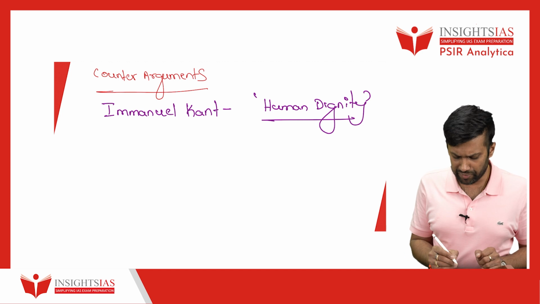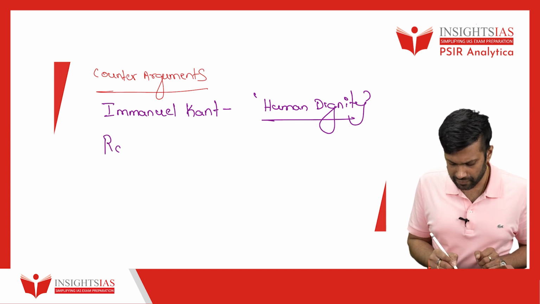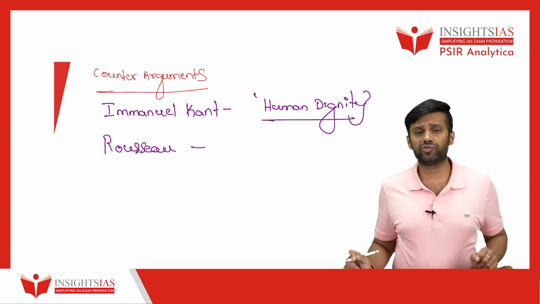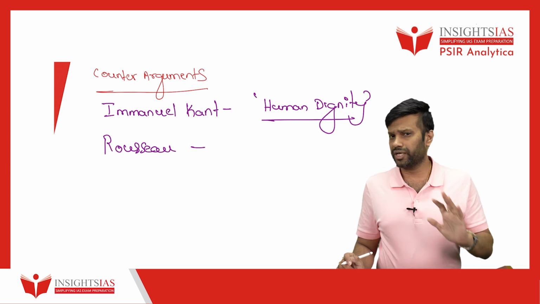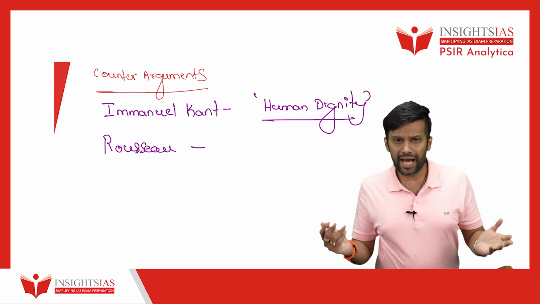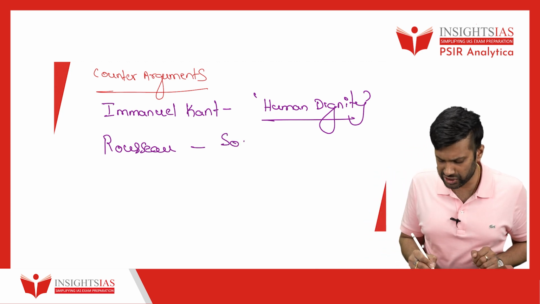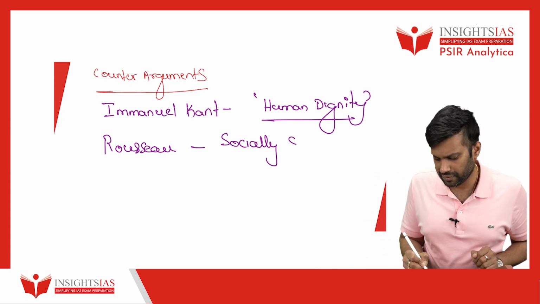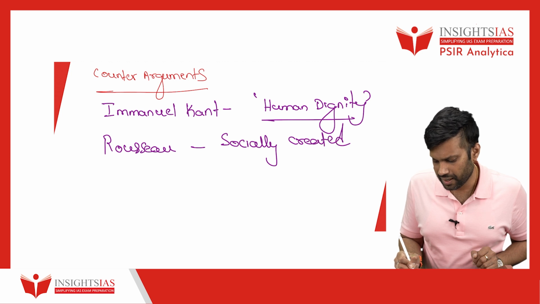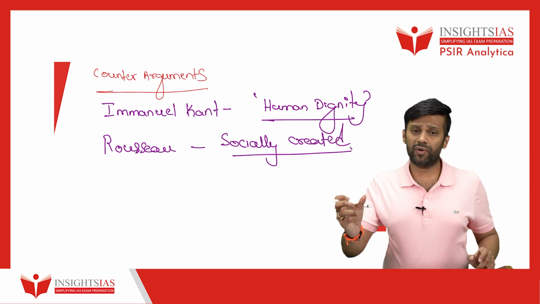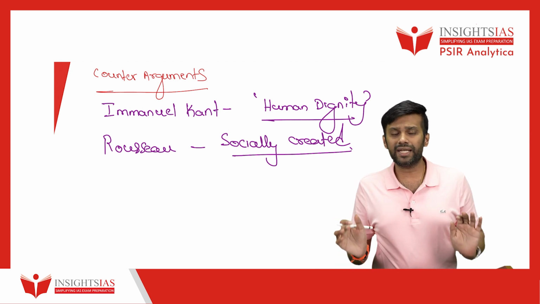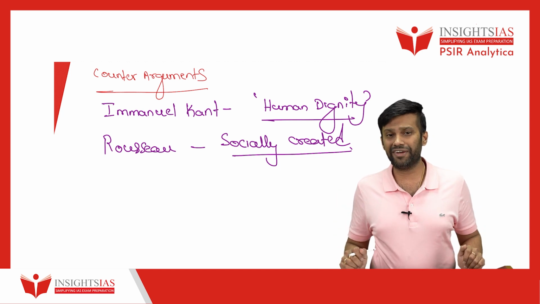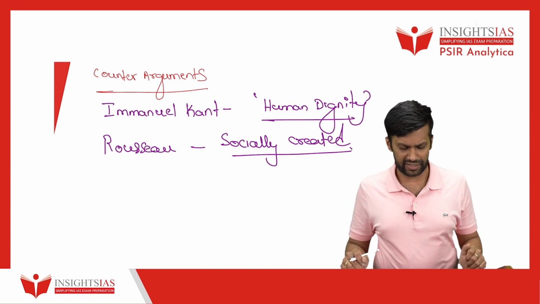The second argument you can bring is of Rousseau. We can make use of Rousseau's argument by saying that all types of inequality are not natural in that regard. There are many inequalities which are socially created. And slavery is one such thing which has been socially created for the benefit of the exploiters, and that cannot be defended or justified in that regard.